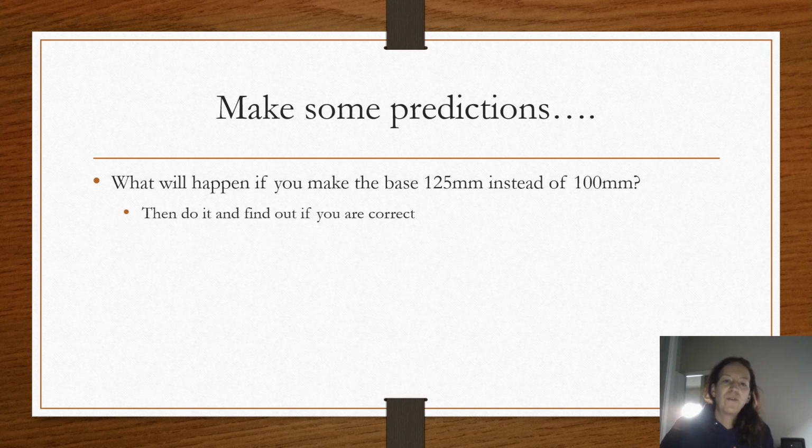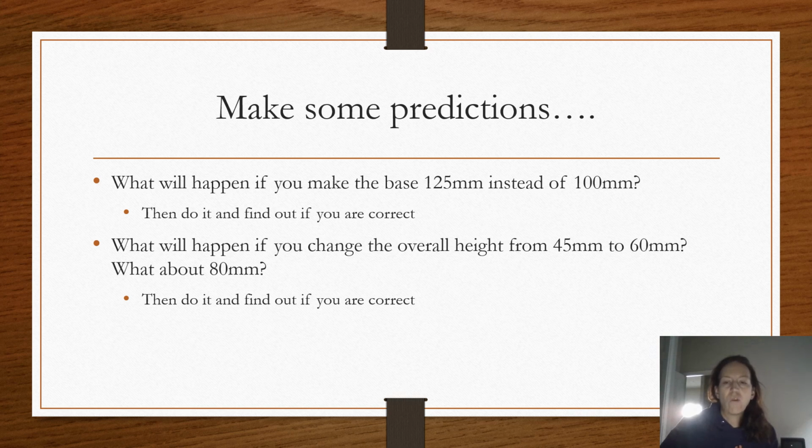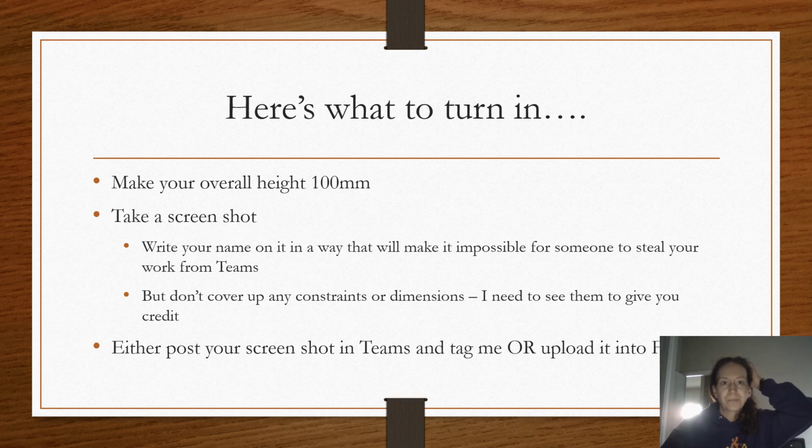So what will happen if you make the base 125 millimeters instead of 100 millimeters? And then do it and find out. Go and edit the dimension, change it to 125 from 100. How does that change the sketch? What will happen if you change the overall height from 45 to 60 and then to 80 millimeters? Then go in and do it and find out if your prediction was correct. Again, the whole goal of this is to learn about these constraints, learn how to manipulate them, and then develop a sense for how they affect the sketches and hopefully make you a better designer.